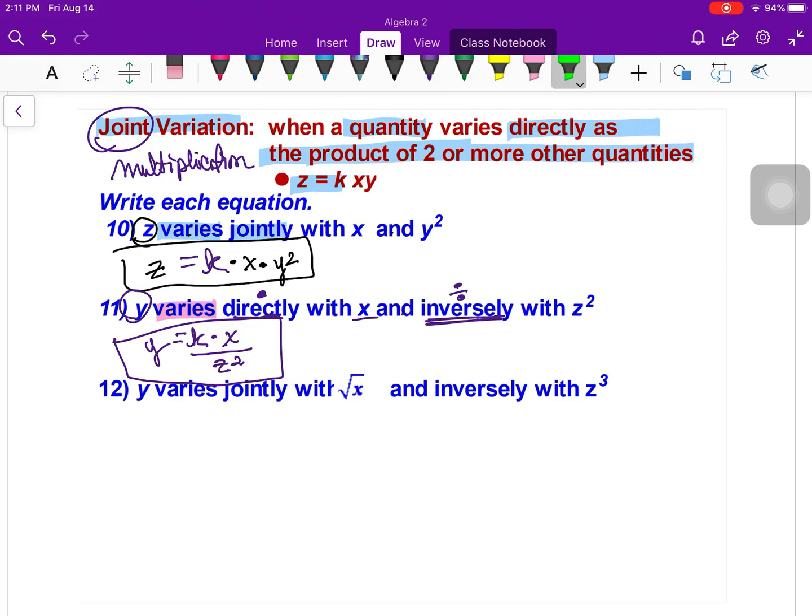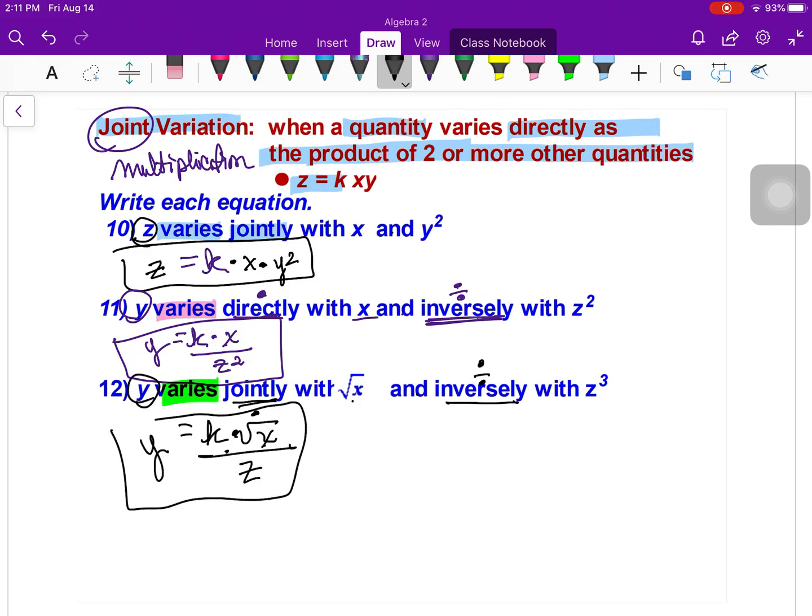Next, I have y varies. Whenever I see varies, I write equals k. Jointly means multiply with x squared, square root x, and inversely means divide by z. In front of the word varies is y.